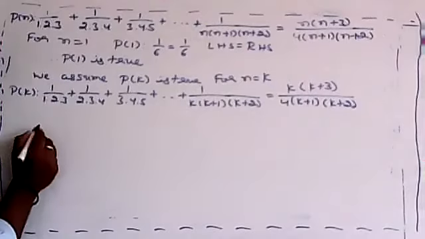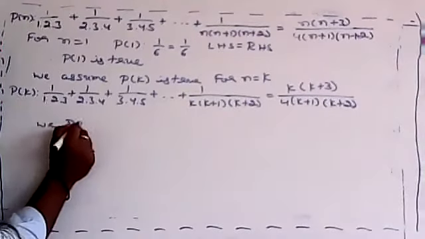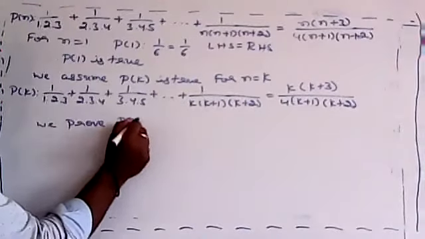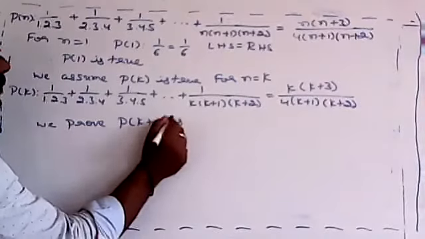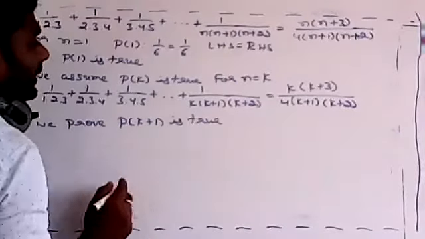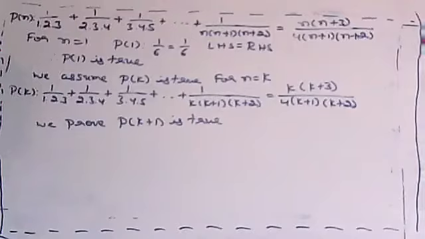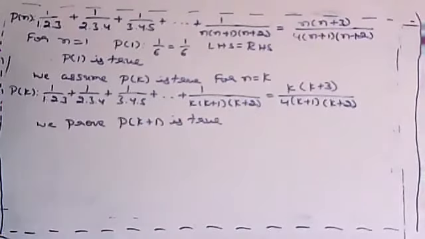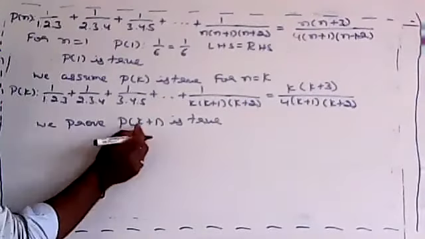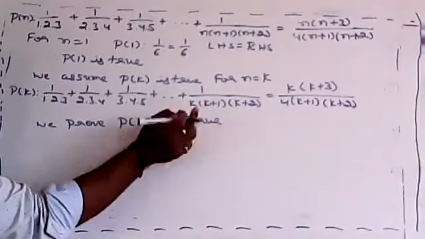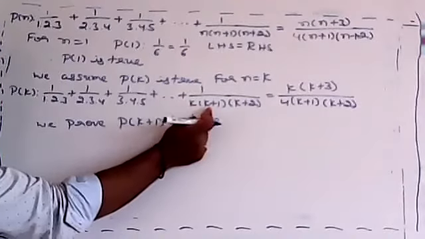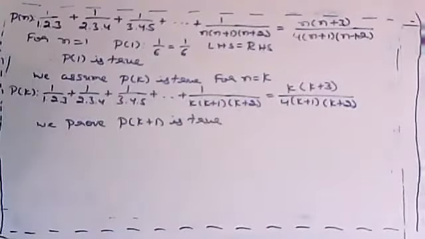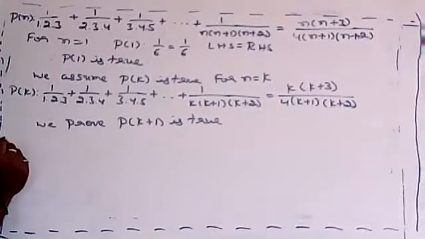Now the important step is what? Next, we have to prove that P of k plus 1 is true. Correct or not? P of k plus 1 is true. Okay. That term what you have to do? So see the kth term. Correct? Can I write directly that one? What is the kth term? Kth term is 1 by k into k plus 1 into k plus 2. Correct or not? So similarly, we have to write for k plus 1, no?